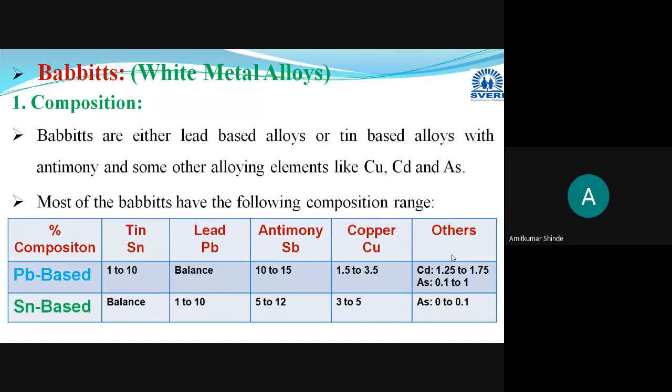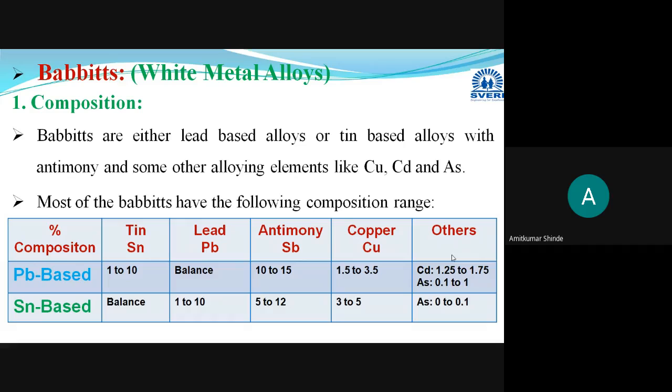These babbitts are also known as white metal alloys, bearing materials, or anti-friction materials. In a simple way you can remember that babbitts are used for manufacturing bearings. Bearings are used in different applications and different instruments, and different kinds of bearings can be manufactured. These white metal alloys are used for manufacturing bearings. This is the general application, and that's why these are also known as bearing materials.